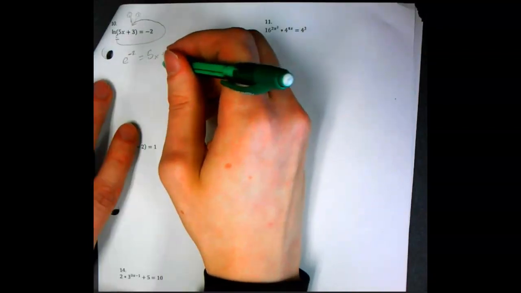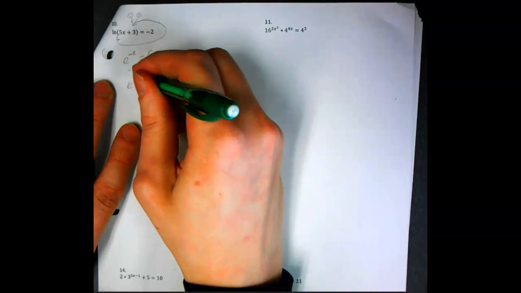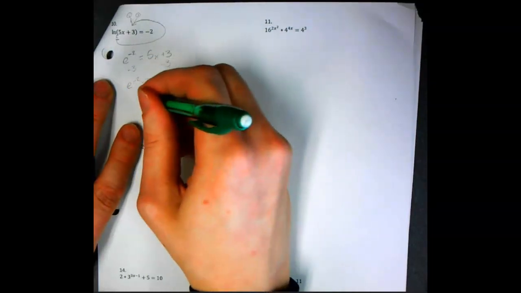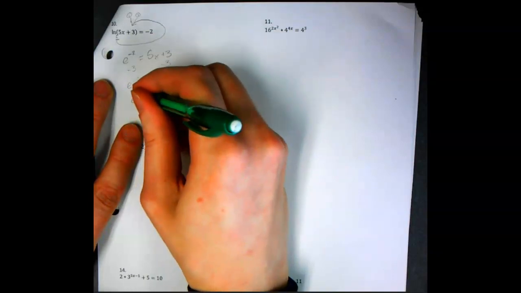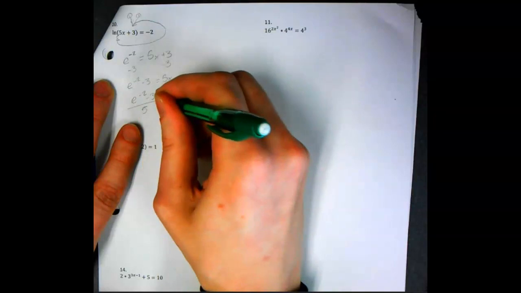We'll subtract the 3 over. We'll have e to the negative 2 minus 3 equals 5x. And so we'll have (e to the negative 2 minus 3) divided by 5 equals x.